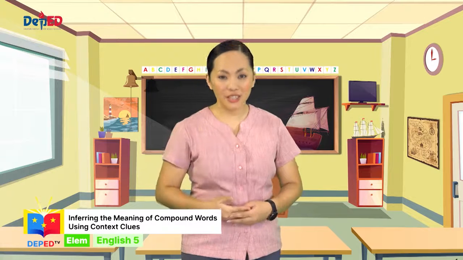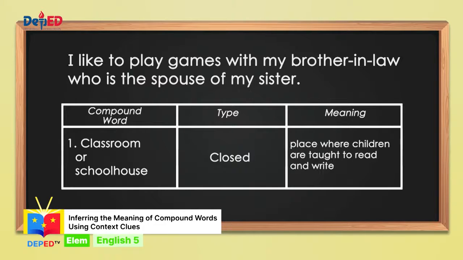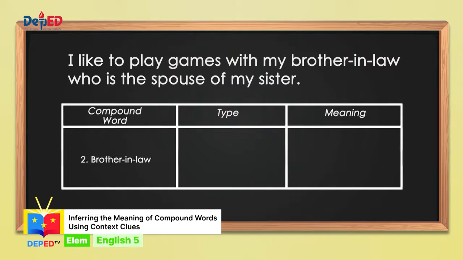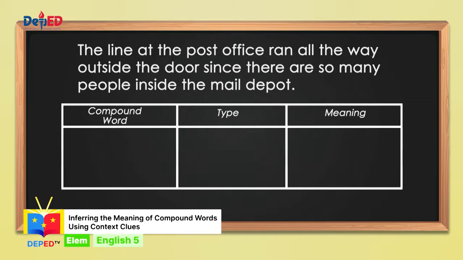Are you done? Let's check your answers. The answer for number 1 is classroom or schoolhouse. Classroom or schoolhouse is a closed compound word. A classroom or schoolhouse means a place where children are taught to read and write. The answer for number 2 is brother-in-law. Brother-in-law is a hyphenated compound word. Brother-in-law means the spouse of someone's sister. The answer for number 3 is post office. Post office is an open compound word. Post office means a mail depot.